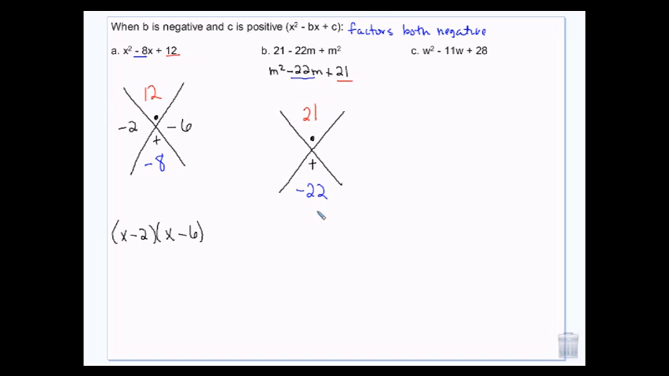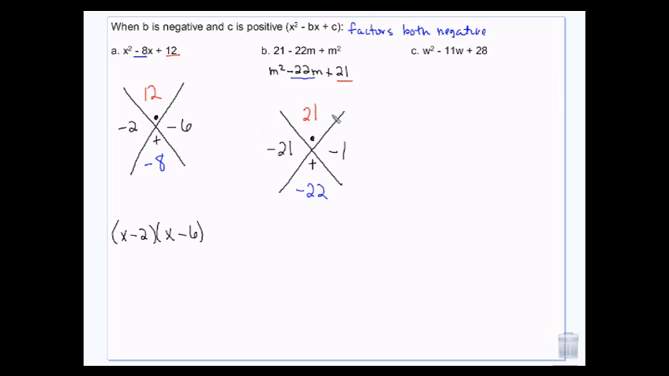So, okay, 21, 3 times 7, that adds up to 10. 21 and 1 adds up to 22. So that's going to be negative 21 and negative 1. It's basically the same, just negative. Yeah, it's exactly the same. It's a tiny bit different, negatives instead of positives.